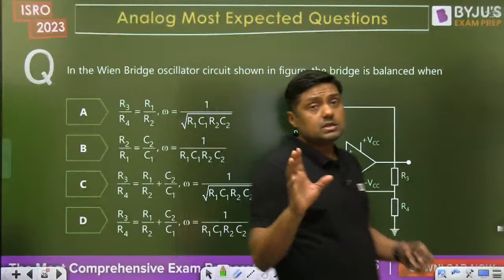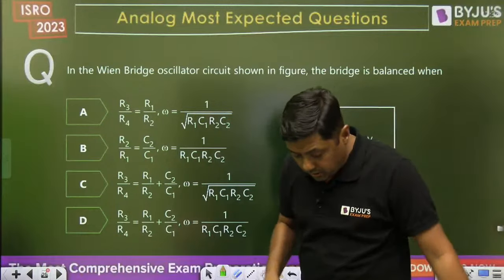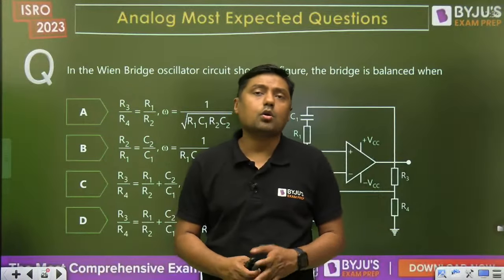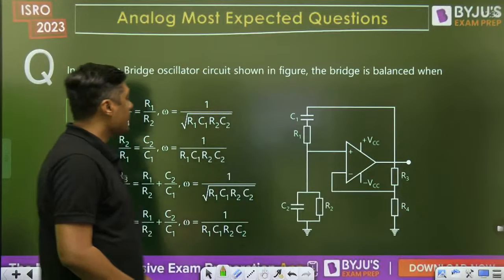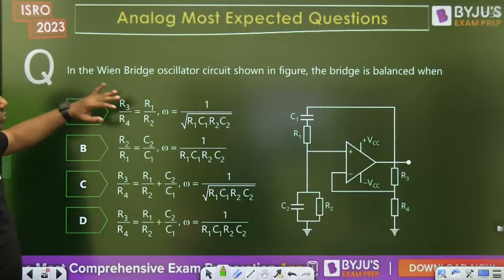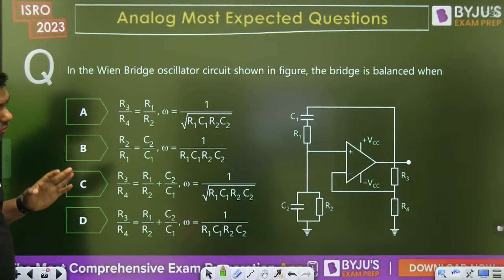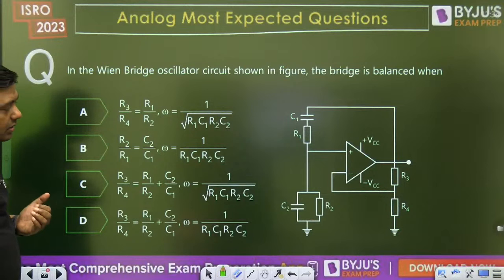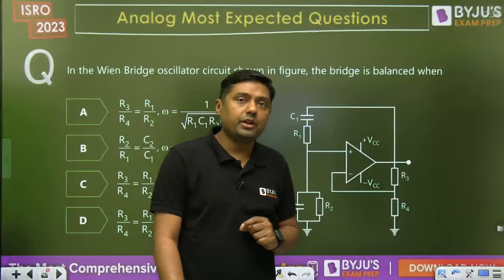Now, that is about the Wien bridge oscillator, guys. In analog, the Wien bridge oscillator is always an important topic for all the competitive exams. Now, try to solve this one. In the Wien bridge oscillator circuit shown in the figure, the bridge is balanced when? And what is the resonant frequency for this Wien bridge oscillator?